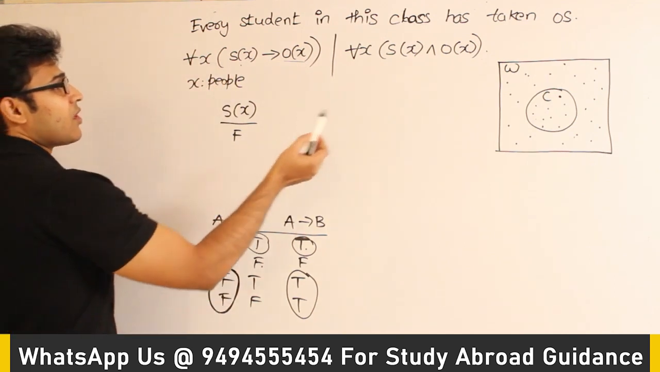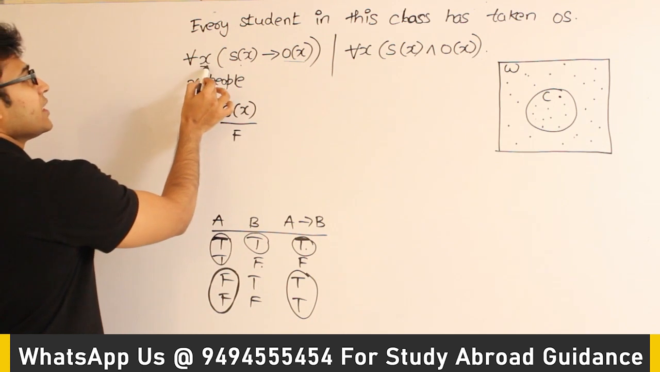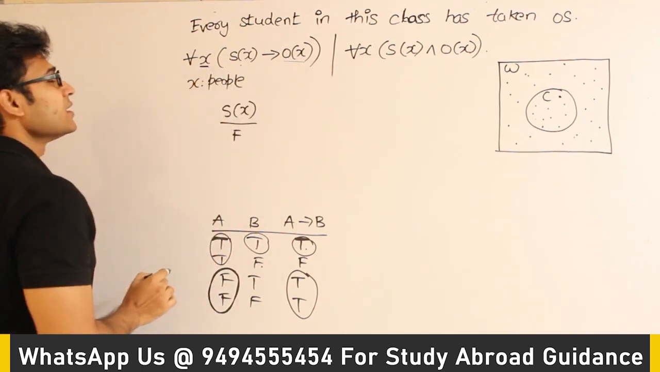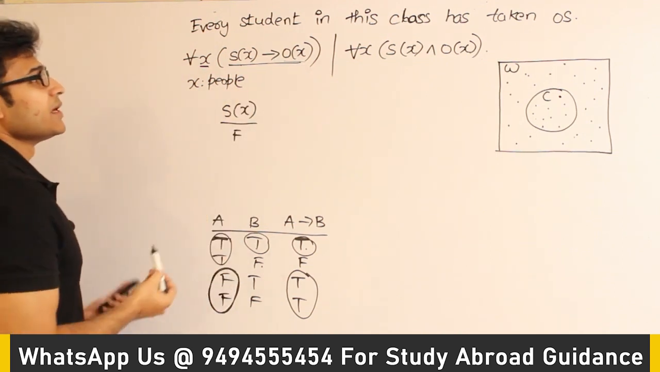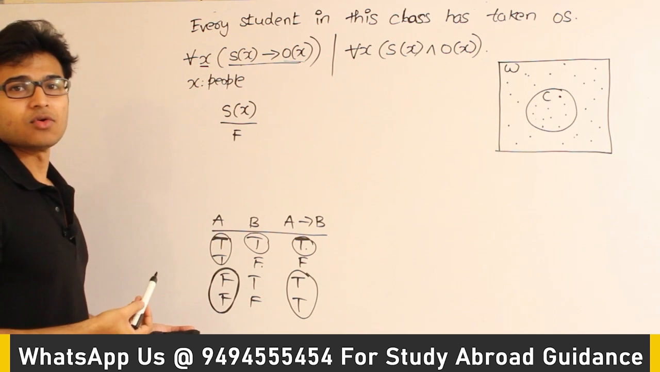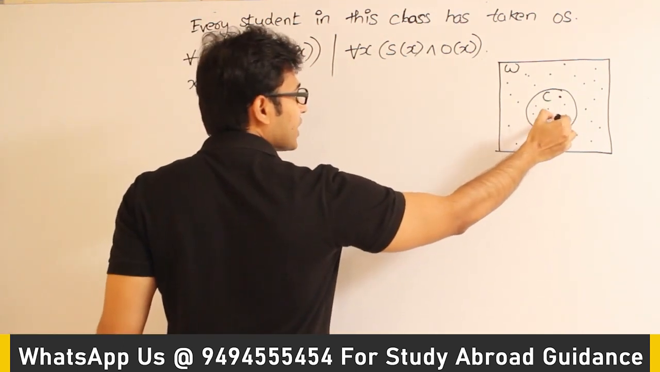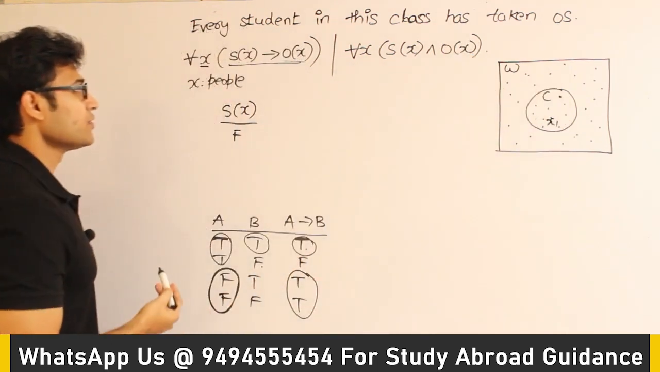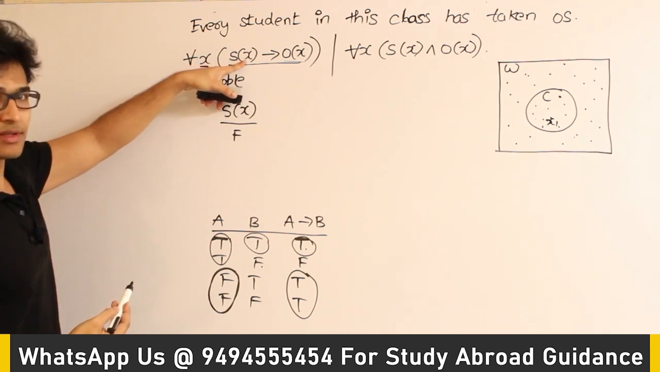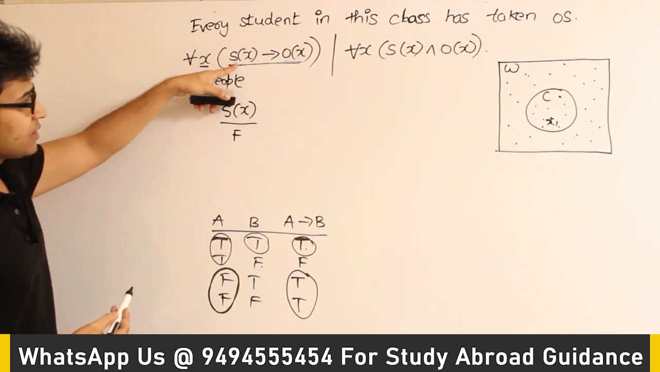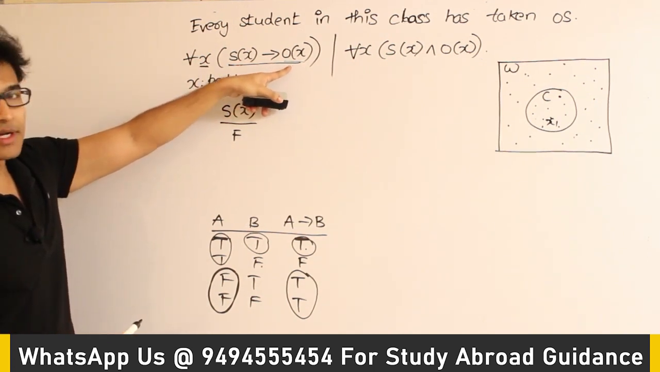Got it? So when all the students in the class have taken the course, whatever value you take for x inside that world, you will always get a truth value, right? Now let us assume that someone in the class has not taken the course. Let us say there is a student x1 somewhere in the classroom and he has not taken the operating system course. Then for the student x1, when you substitute S of x1, he is a student and therefore it becomes true, but then he has not taken the course, therefore it becomes false.